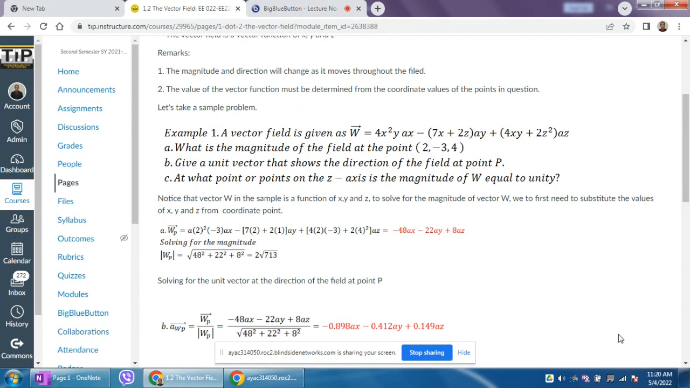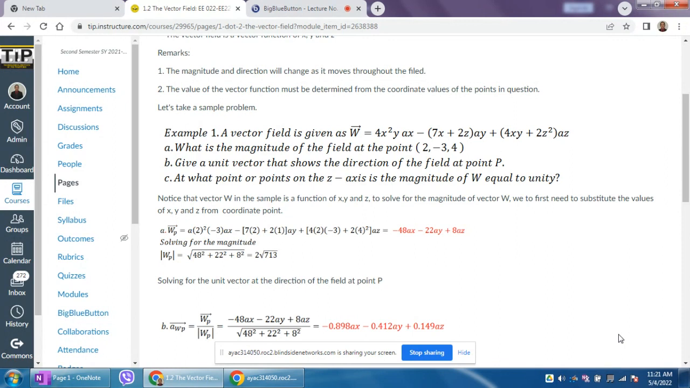Letter B, give a unit vector that shows the direction of the field at the given point. Yung P po is the given point. So ibig sabihin, we need to solve for the magnitude po noon. And then letter C, at what point or points on the z-axis is the magnitude of W equal to unity? Yung letter C question po is somewhat tricky. No? Medyo tricky ng konti ito kasi we need to process po yung ating solution para po makuha natin yung sagot.